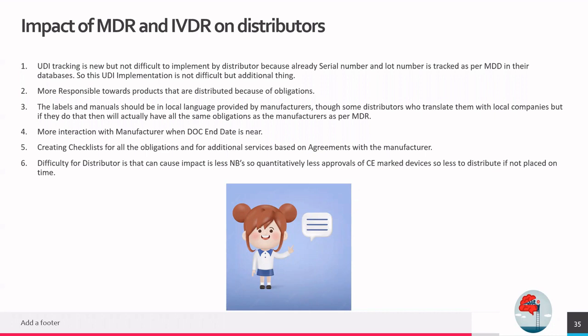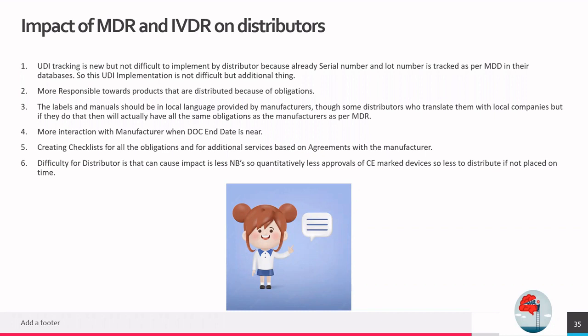Okay, so few distributors don't translate, a few do it by themselves, or a few just give it to third parties. If they give it to third parties without an agreement with the manufacturer, then the third party is also one of the economic operators. So the difficulty for distributors is only one, because of fewer notified bodies.